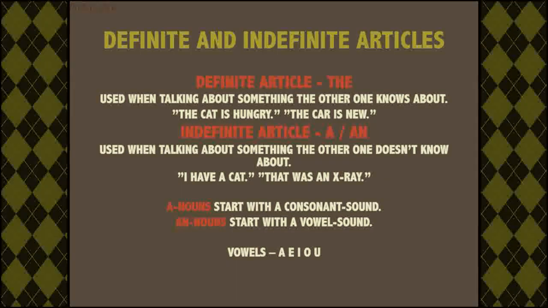A nouns start with a consonant sound. For example, tiger, giraffe, horse. An nouns start with a vowel sound. For example, orange, apple, or hour. And remember, there are 5 vowels that you need to keep in mind. They are A, E, I, O, and U.